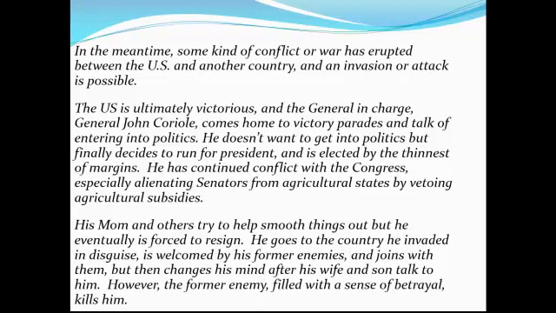He goes to the country he invaded, and he's in disguise. He's welcomed by his former enemies and joins with them. Perhaps he's realizing that life on a small island can be pretty pleasant, if a bit dull. But he changes his mind after his wife and son talk to him. However, the former enemy, filled with a sense of betrayal, kills him.